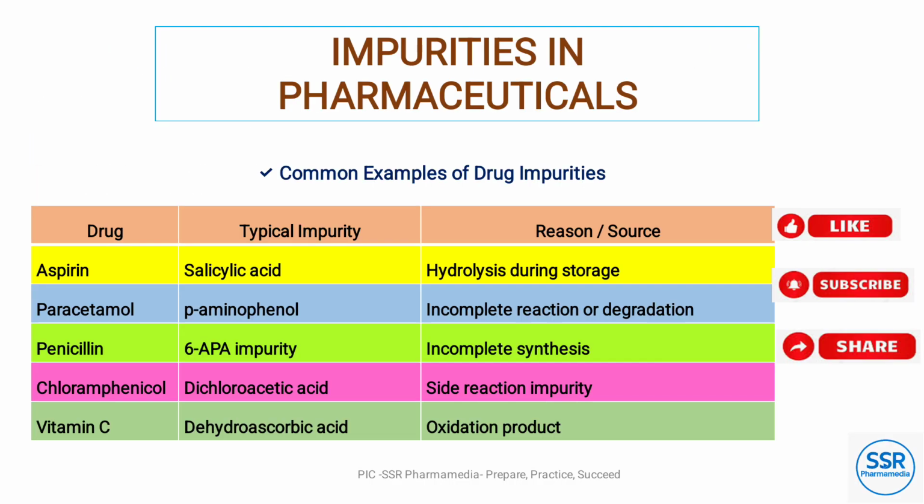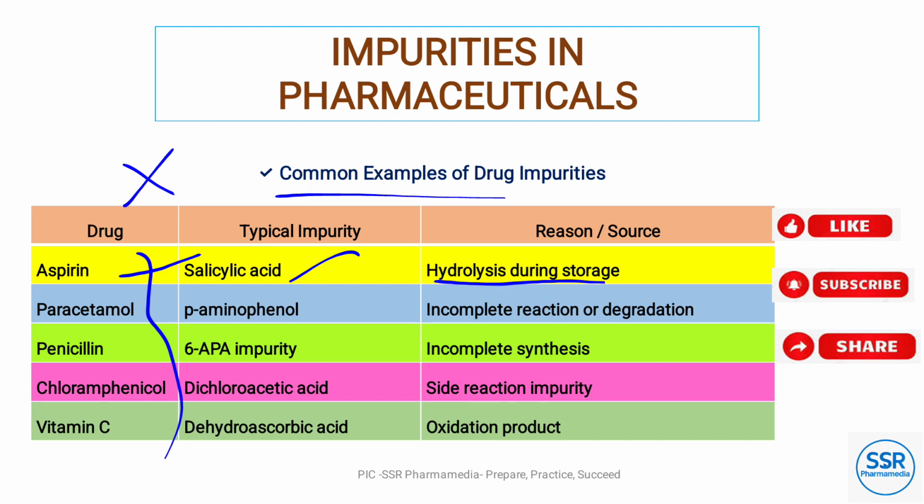So next we will discuss common examples of drug impurities. These are all very important examples. They are asked repeatedly in MRB, DA and GPAT questions. For aspirin, a type of impurity is salicylic acid. Its source is hydrolysis during storage conditions. So during storage conditions, salicylic acid is formed in aspirin, the active pharmaceutical ingredient.